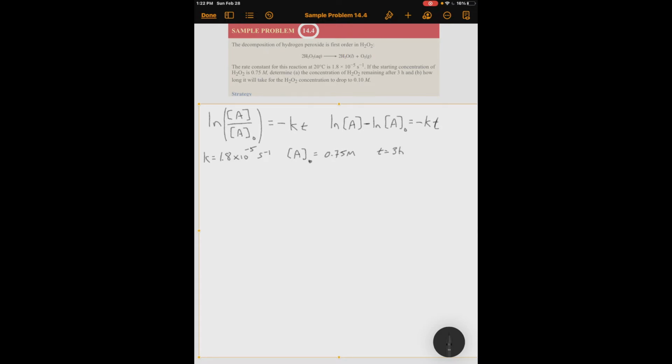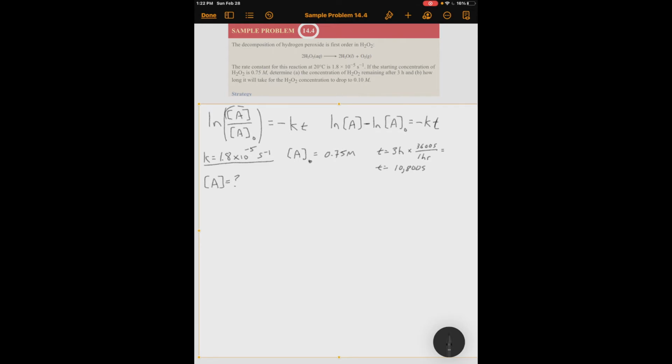Okay, well, I'm going to convert that to seconds because the rate constant is not in terms of reciprocal hours, it's in terms of reciprocal seconds. So I'm going to convert that, multiply it by 3,600 seconds per hour, and you get, what was that, 10,800 seconds. So there's our time. Now in part A, we want to find the concentration of H2O2 remaining after these 3 hours. So really what we want to know is, what's the concentration of A? Okay, that's our question right there.